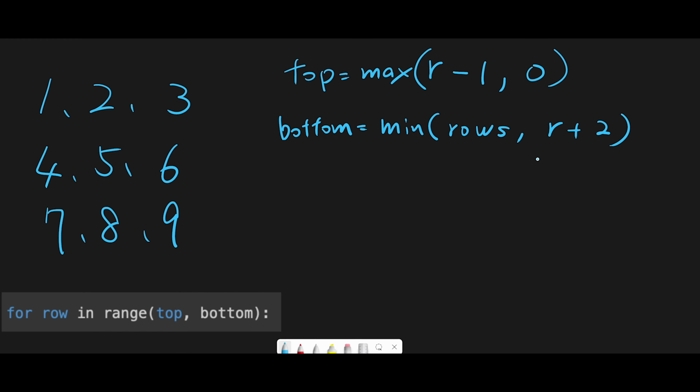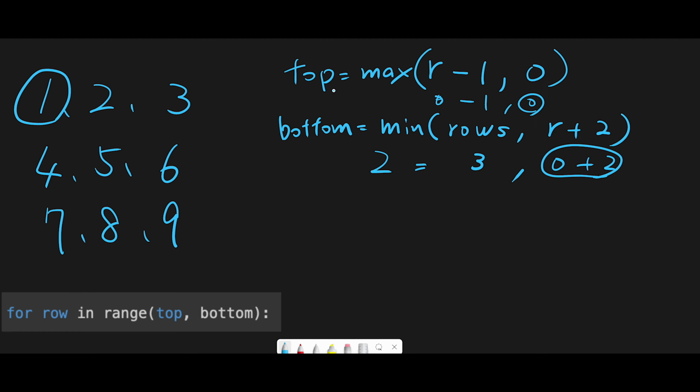So for example, let's say we are at the 0, 0 position. In that case, the length of the matrix should be 3, right? And the current row is 0, plus 2. So we take the minimum number, so bottom should be 2. And from the 0, 0 position, top should be the current row 0 minus 1 versus 0, and we take 0, right? So top should be 0 and bottom should be 2.